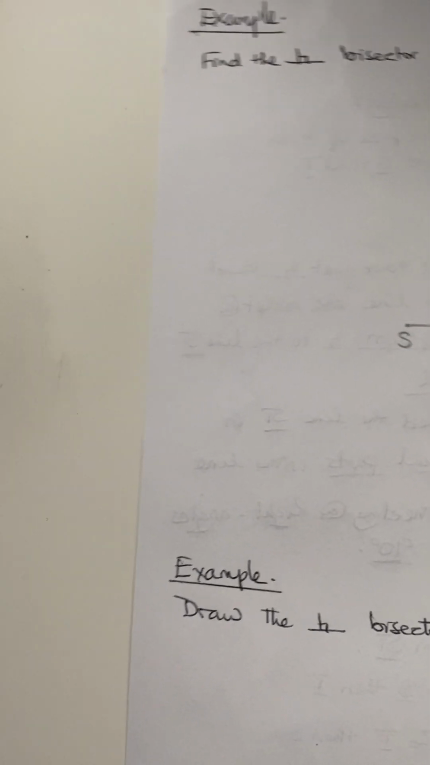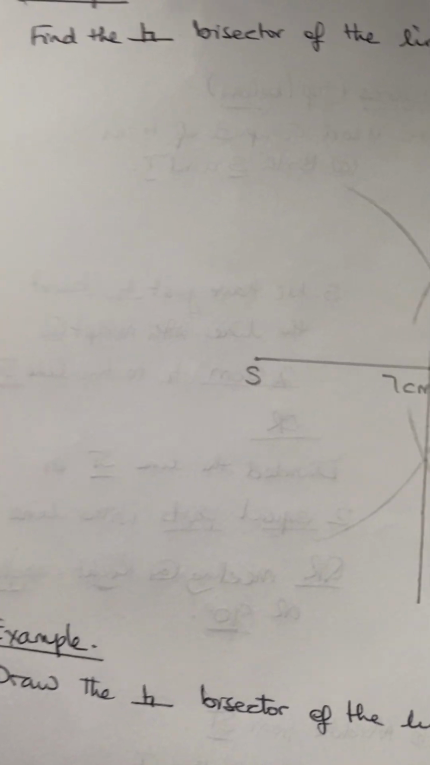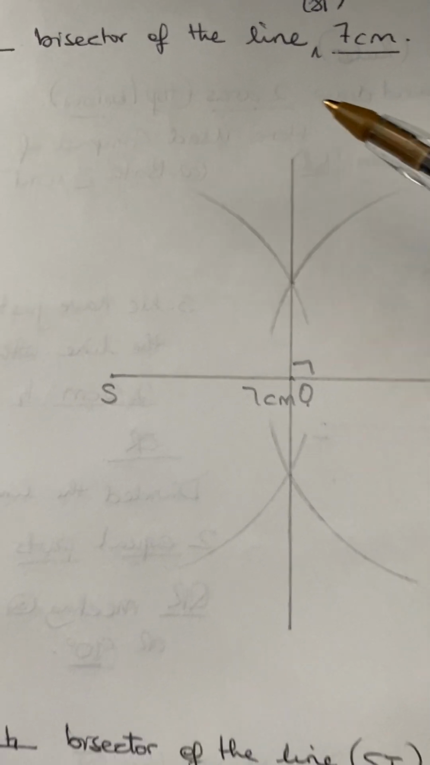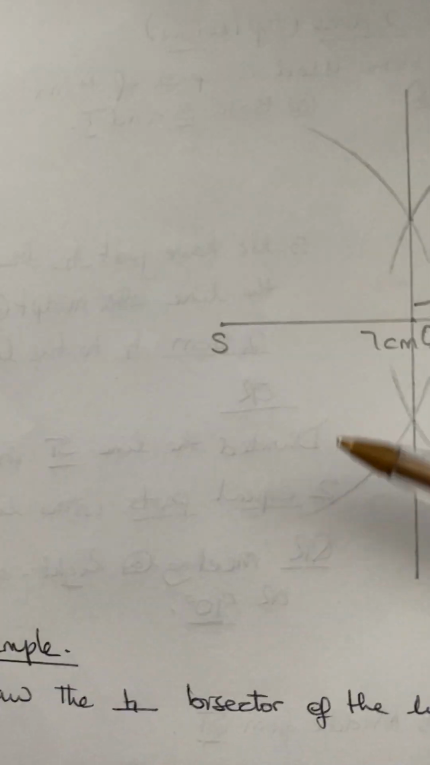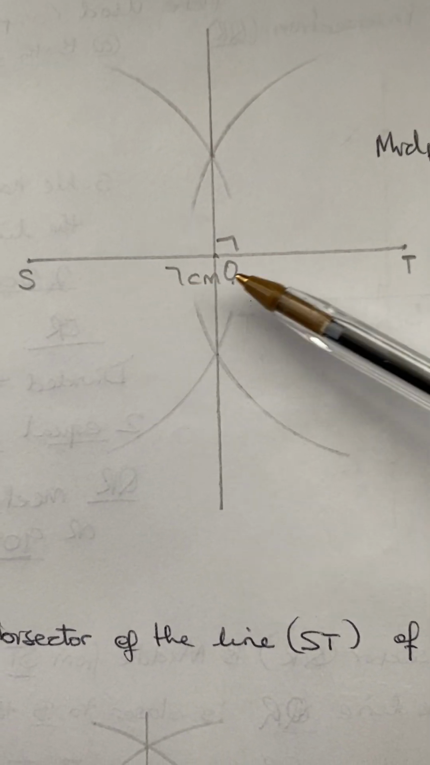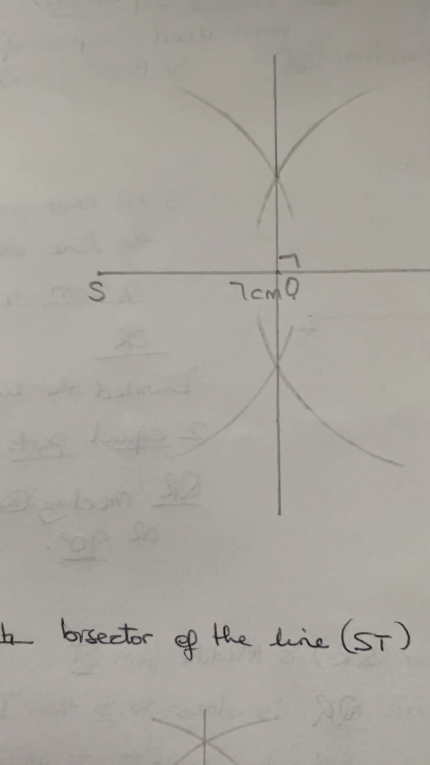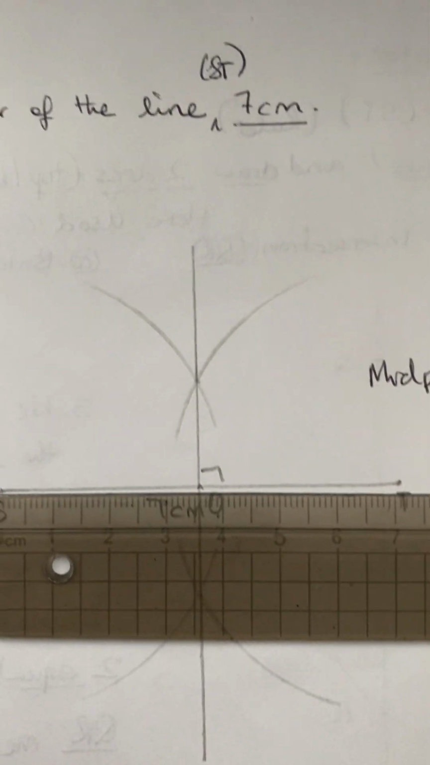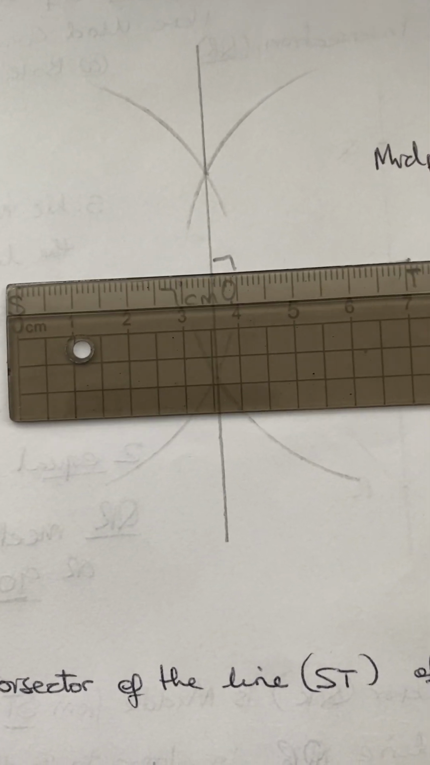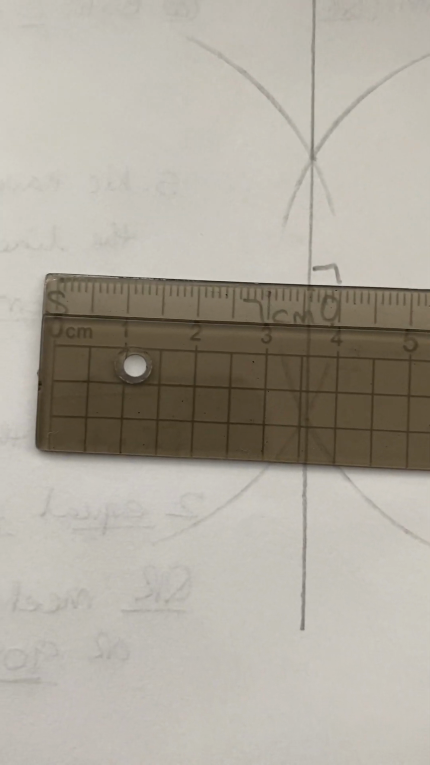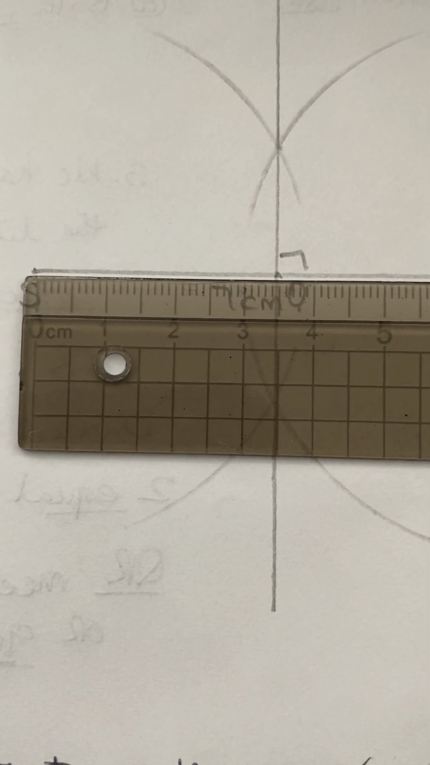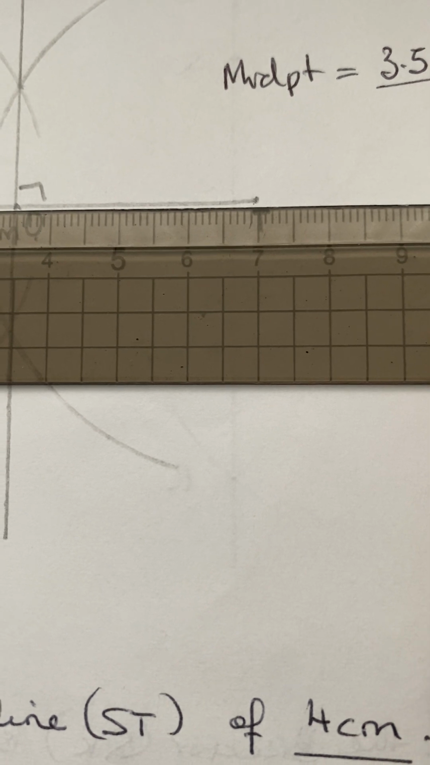Now let's do a few examples. Find the perpendicular bisector of a line of 7 centimeters. First of all, you are going to draw the line ST, 7 centimeters, with a ruler. Since they haven't given you any scale, they just said 7 centimeters. So you take your ruler from 0 and draw 0 to 7. As you can see, it's 0 to 7.